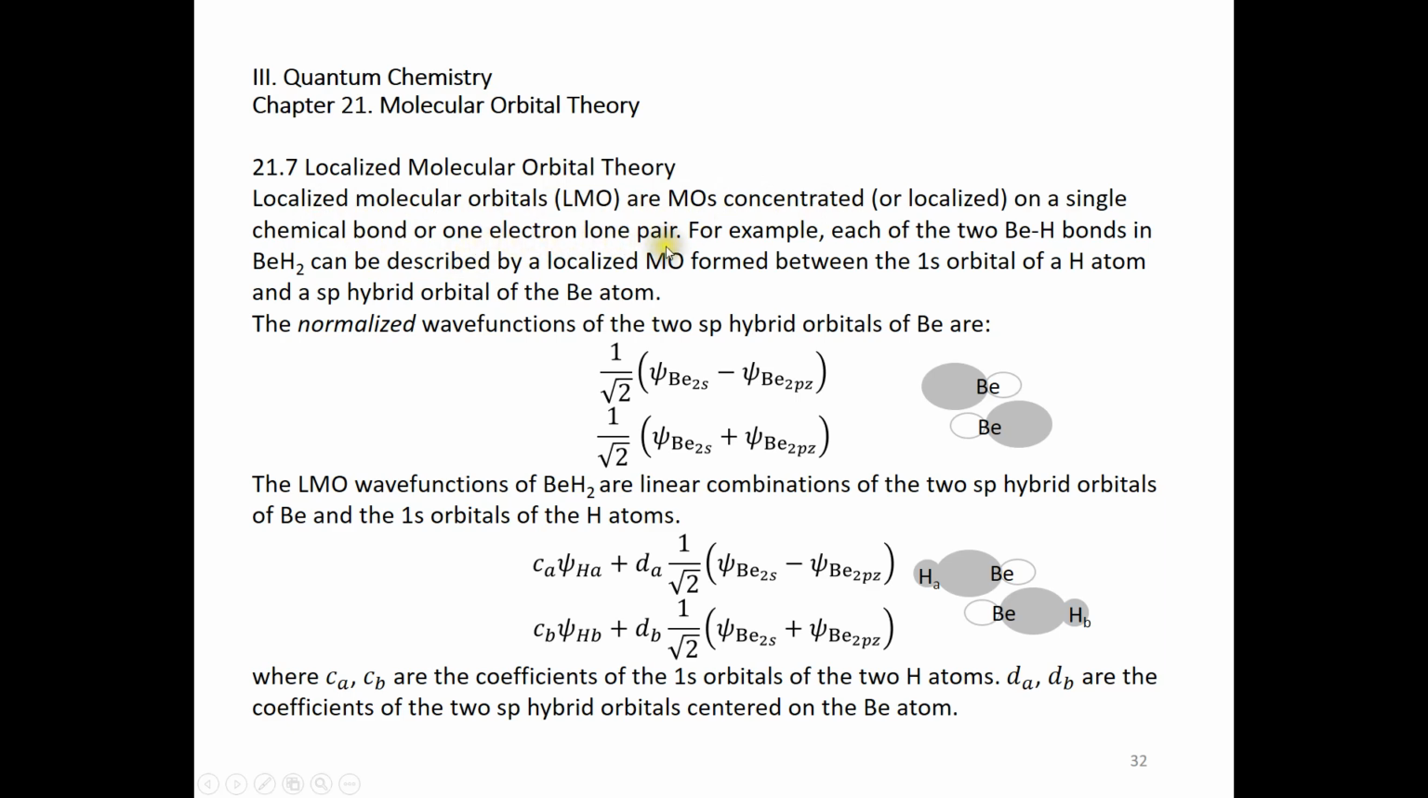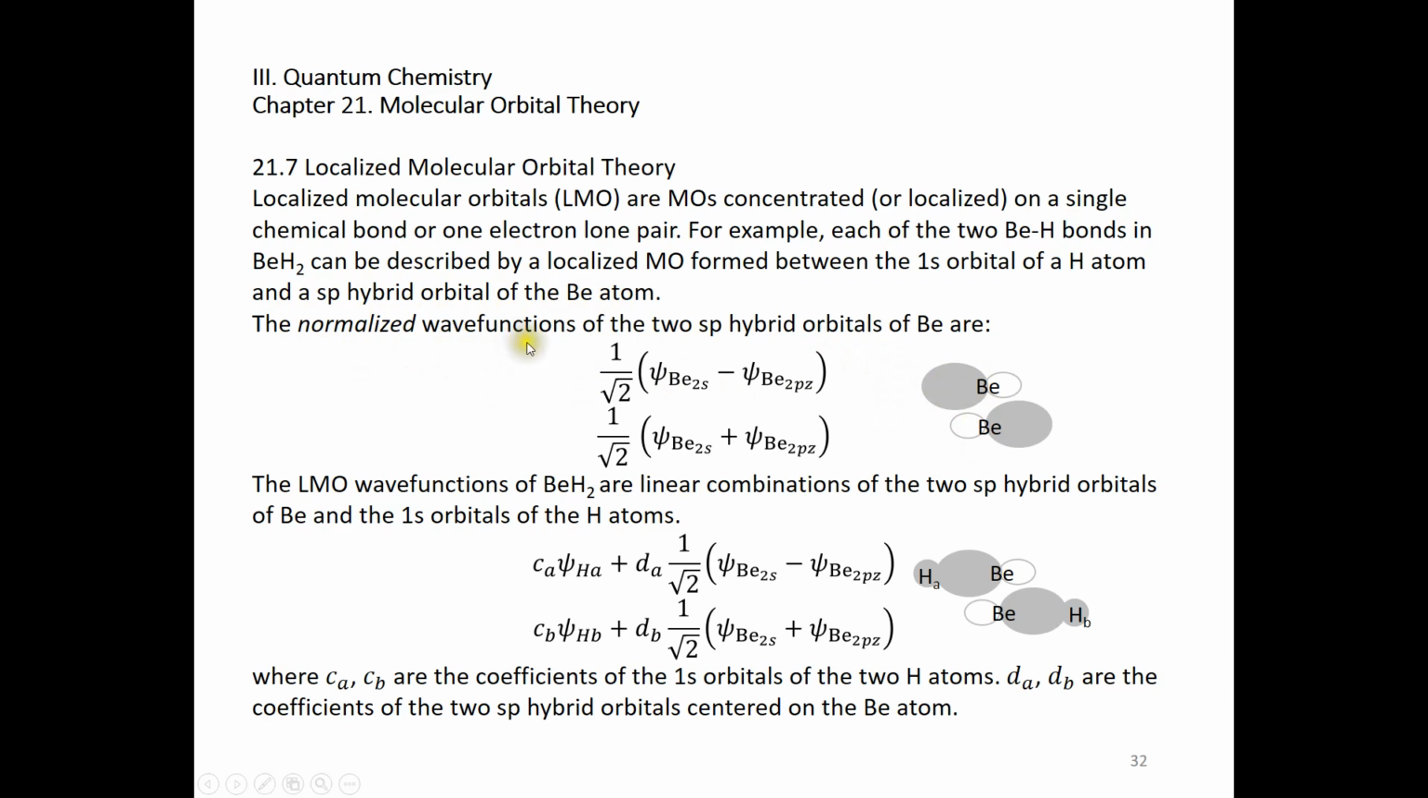For example, each of the two beryllium-hydrogen bonds in beryllium hydride can be described by a localized MO formed between the 1s orbital of one hydrogen atom and an sp orbital of the beryllium atom. Over here we have a hybrid orbital with this kind of shape.